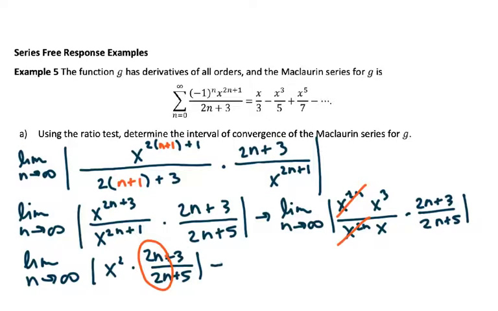So this is just going to give us the absolute value of x squared must be less than 1. And so that means that we're looking at a possibility of the interval being from negative 1 to 1. But we need to check those endpoints. That's our favorite part, I know. So let's check if x equals negative 1 and if x equals 1.